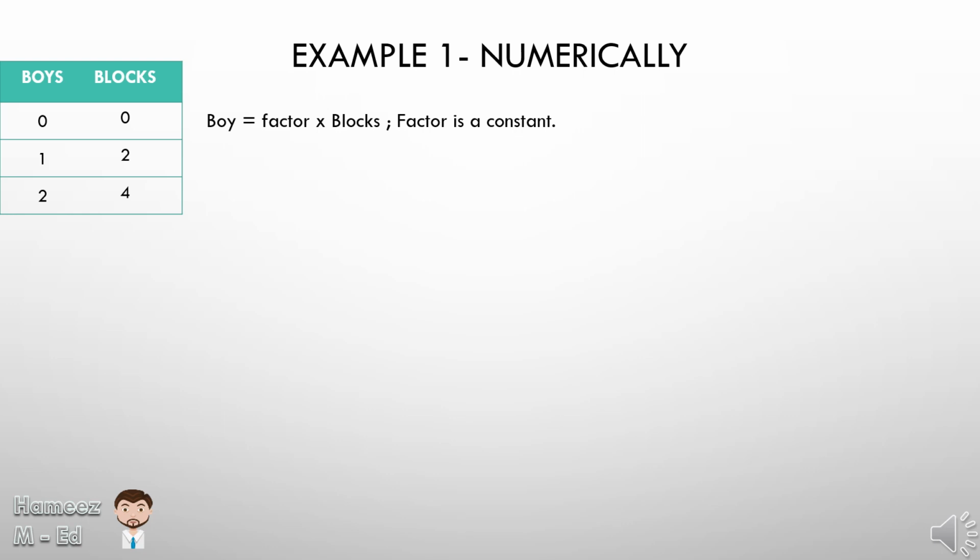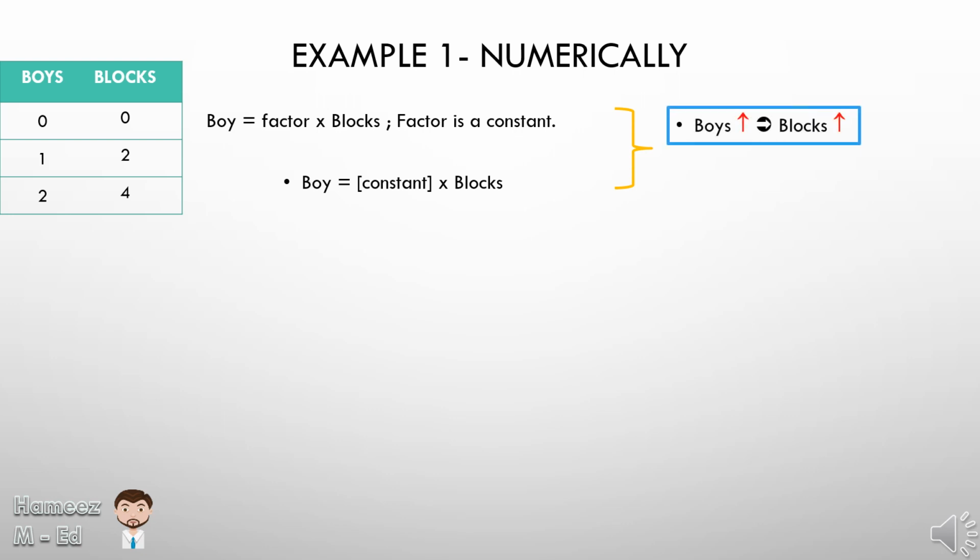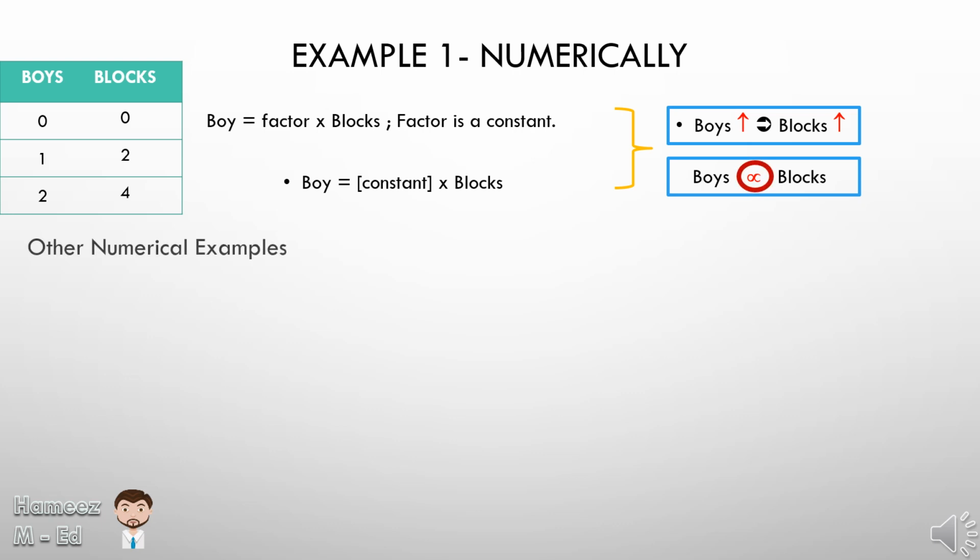Boy is equal to some factor times blocks, where this factor is a constant. So boy will be equal to a constant times blocks. This means that as the number of boys go up, the number of blocks go up. So we can say that boys are proportional to the number of blocks. And this little sign here shows proportionality.